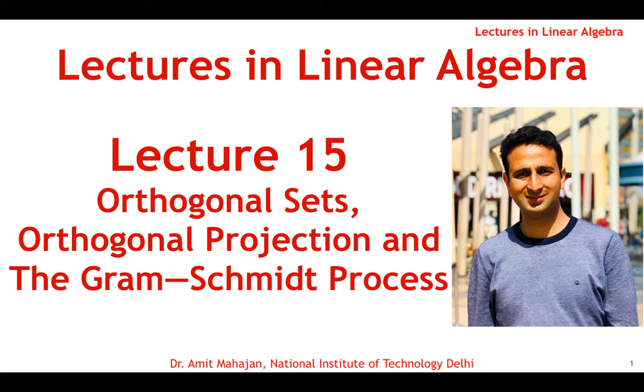As we have already discussed in the last lecture, two vectors u and v are orthogonal if their dot product or inner product is 0. So now, what are orthogonal sets?